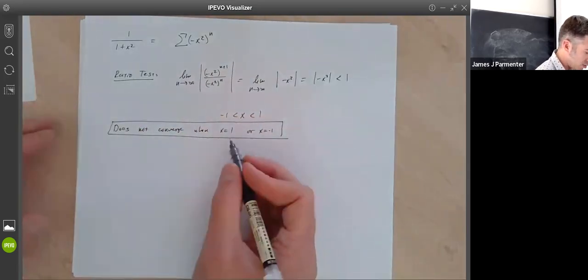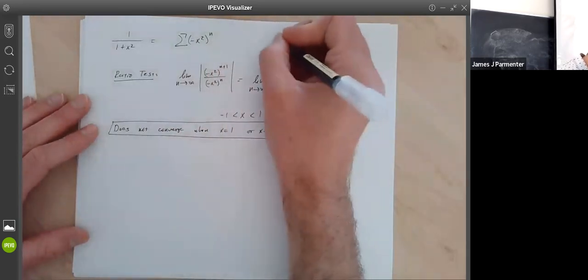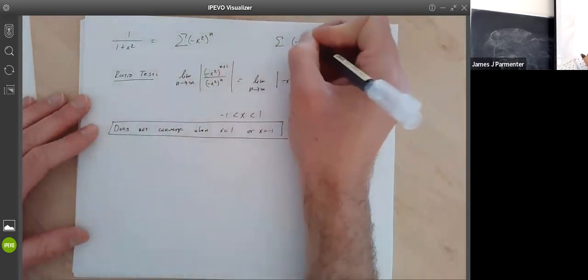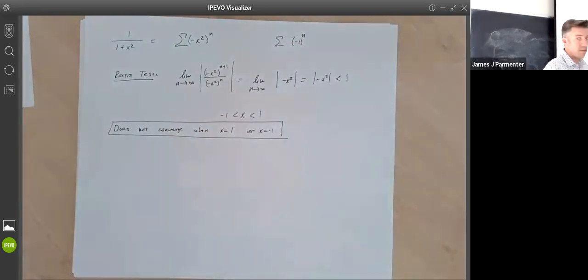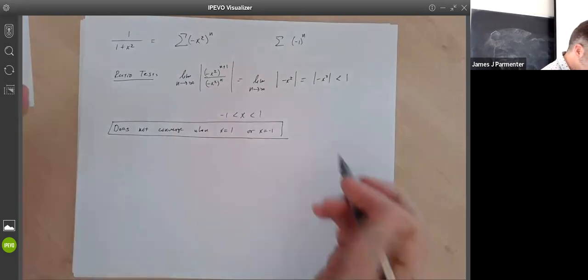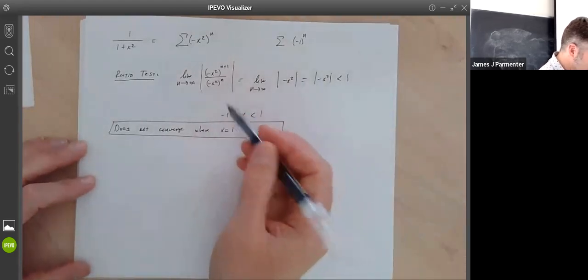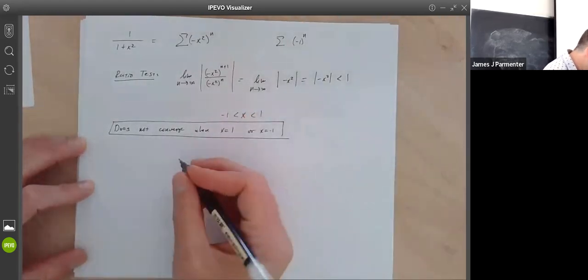Because what would we get if x was 1? We would get the sum of -1 to the n, which is divergent. Right? You're getting 1, -1, +1, -1, +1. That doesn't ever get close to one value. It goes back and forth between 1 and 0. Right? 1, then -1 is 0, then +1 is 1. Okay. And same deal if you plugged in x equal to -1, you get actually the same exact thing.